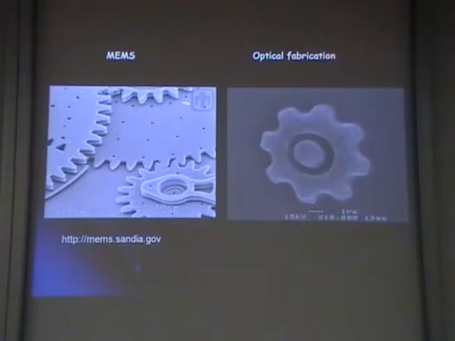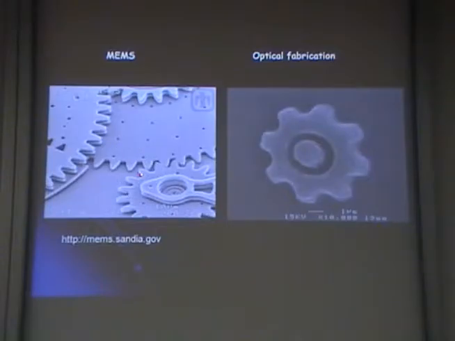The idea of micromachines is quite old. Here is a picture of MEMS from Sandia National Labs. You can see the scale here: this bar is 10 microns. These are incredibly sophisticated machines which have been built at Sandia. This sort of machine, or slightly bigger ones, are sensors which are used in everyday life, for example in our cars and so on.